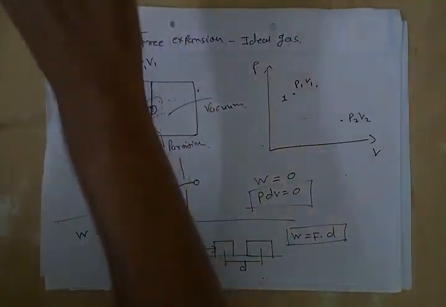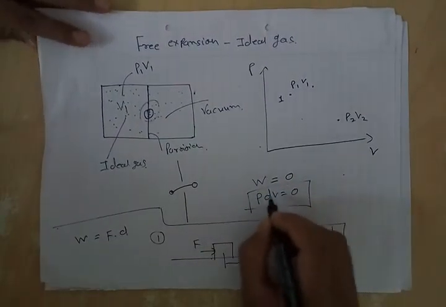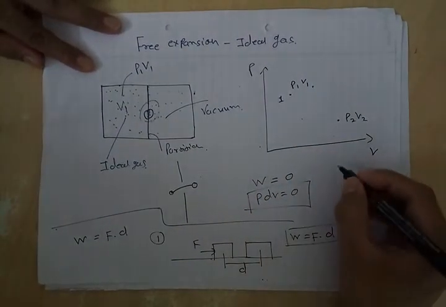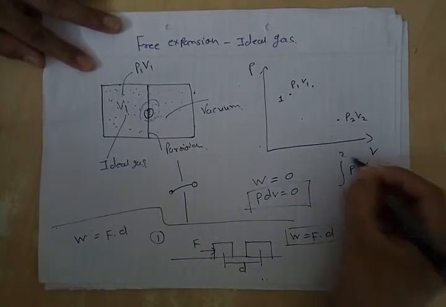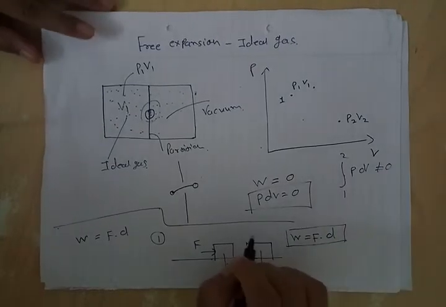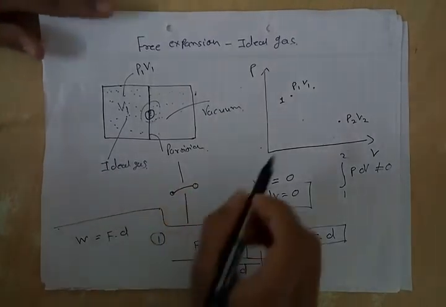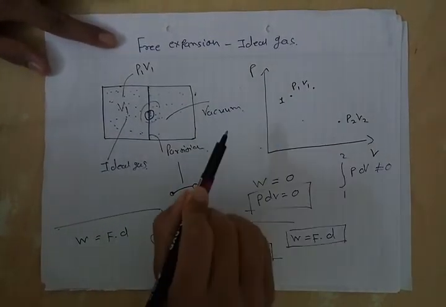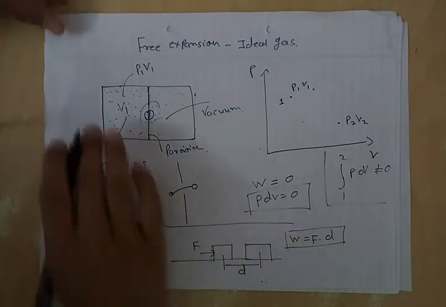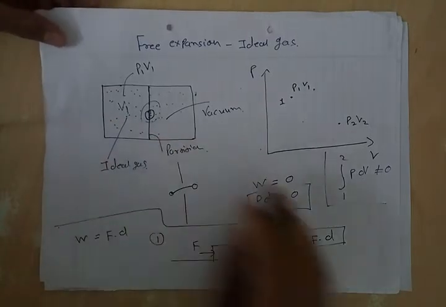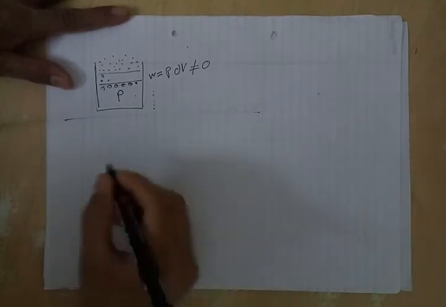Now it is interesting to notice that although PdV work is 0, the integration of PdV from state 1 to state 2 is not equal to 0. Here the process is non-quasi-static, so we cannot draw a path to describe the process, so we cannot directly calculate this integral. However, we can make this process quasi-static and we can calculate PdV. So I will show you the method to make this process quasi-static.